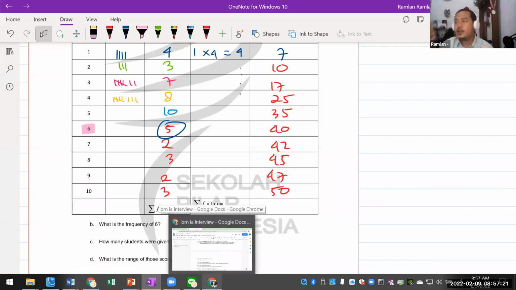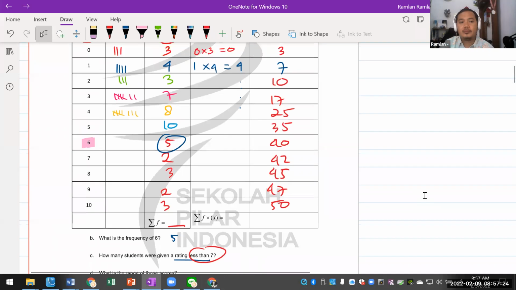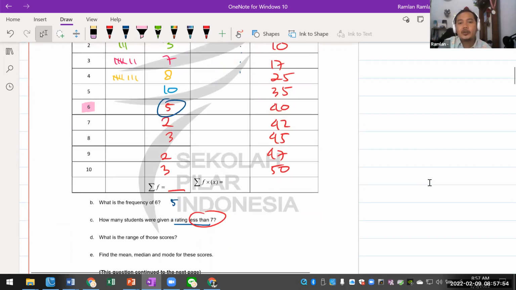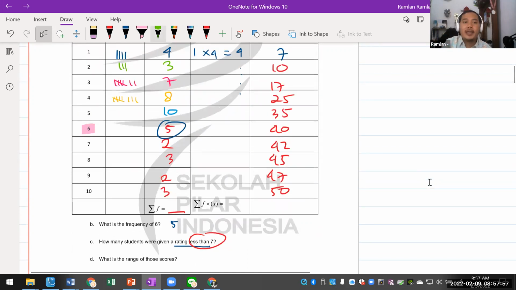If it's less than 7, where should we start? Is it from 7? Before 7, yeah. So 7 is not included in the calculation because it said less than. Except that you have a sentence like minimum of 7 or maximum of 7, then 7 will be included in that calculation. But because here the keyword is less than, it means that 7 is not included.